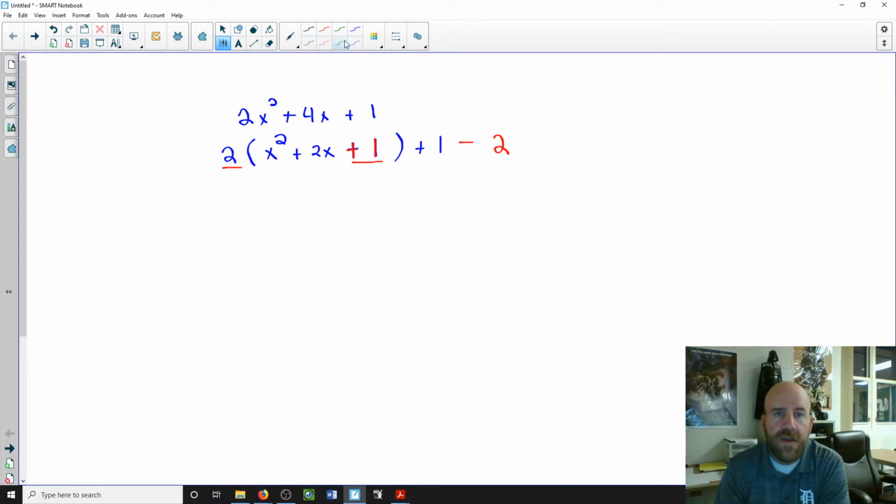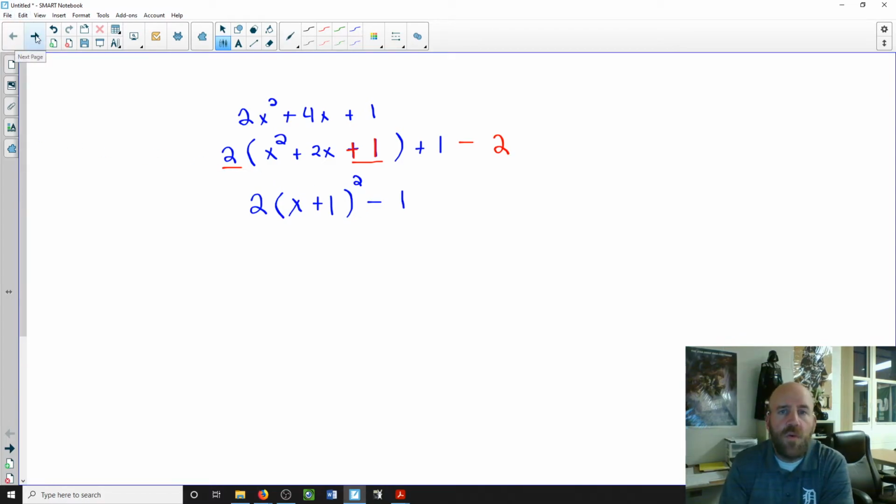So now we can complete the process just like we did for a values equal to 1. We factor whatever's inside parentheses. So we know that that is going to be x plus 1. The 2 out front is our a value in vertex form. And then 1 minus 2 would be a negative 1. So this is an equation in vertex form.